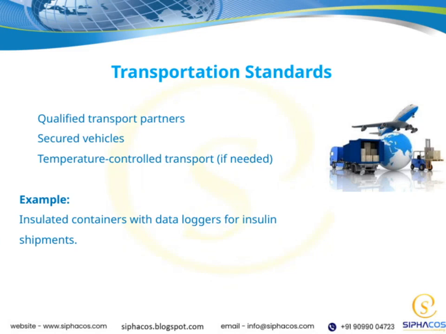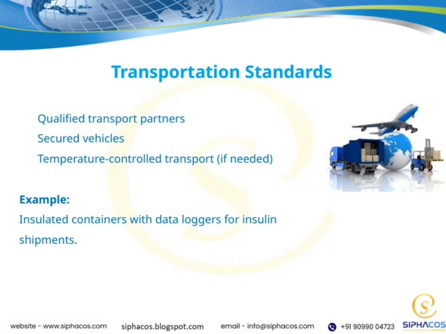Let's talk about transportation standards. First, it's crucial that we work with qualified transport partners. These are trusted experts who understand the specific requirements of our shipments and ensure everything is handled properly. Next, we need to secure vehicles that are reliable and suitable for our needs. This means making sure the transport is safe and protected from any external risks. If we're transporting temperature-sensitive products, such as certain medicines or biological samples, then temperature-controlled transport becomes essential.